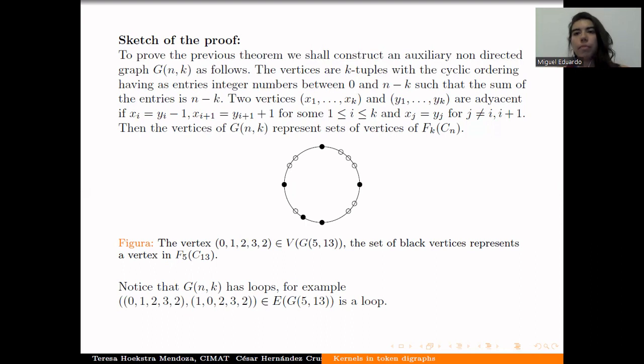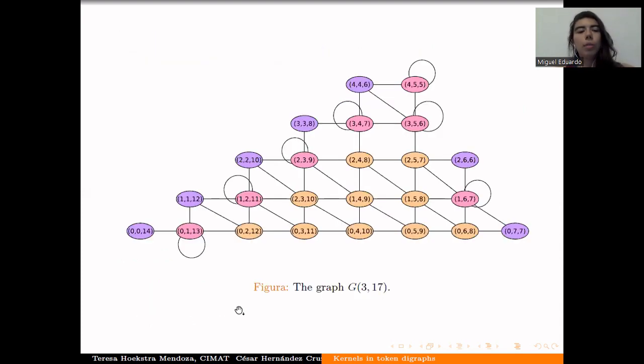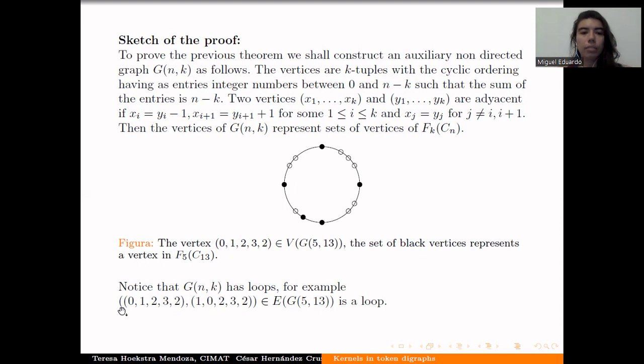It is not a simple graph, and the loops are actually very important here. For example, this vertex has a loop because we have the edge between 0, 1, 2, 3, 2 and 1, 0, 2, 3, 2. But in the cyclic ordering, these two are the same vertex. You can turn them around and obtain the same vertex. So this is a vertex with a loop.